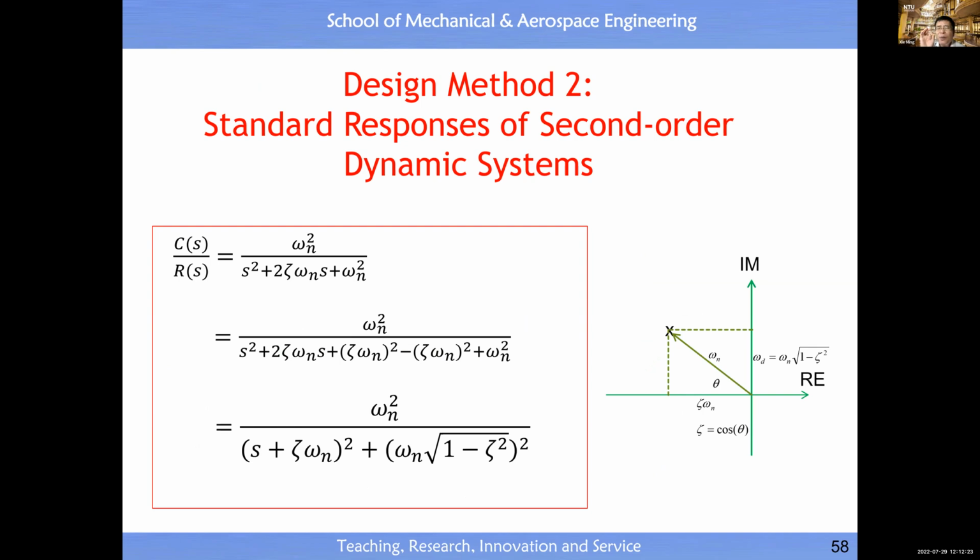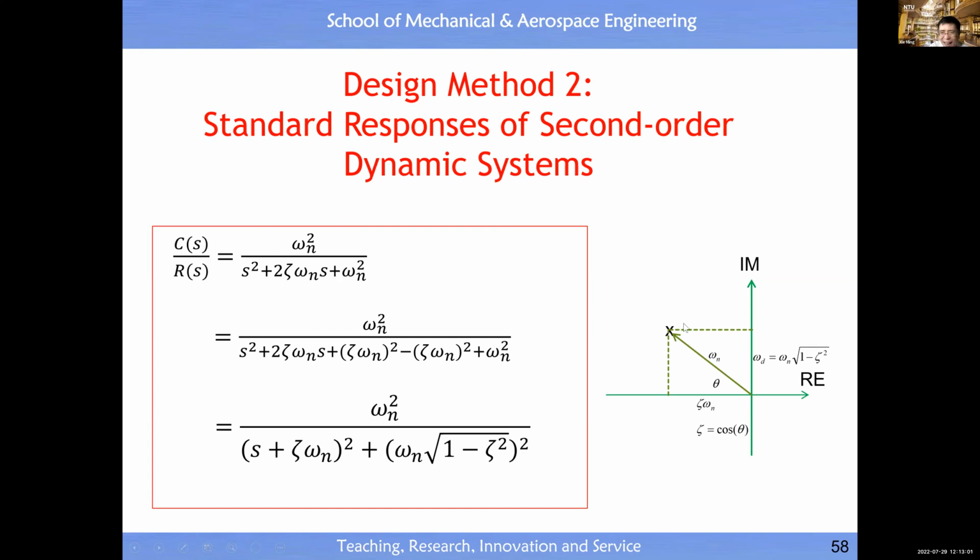So here, if you follow my recommendation of considering S as a vector, then this is the desired location for S, right? And we can use the transfer function of a second order dynamic system, okay? This is a standard transfer function of a second order dynamic system. It will look like this. And inside here, you see we only have two parameters. One is zeta, another is omega n.